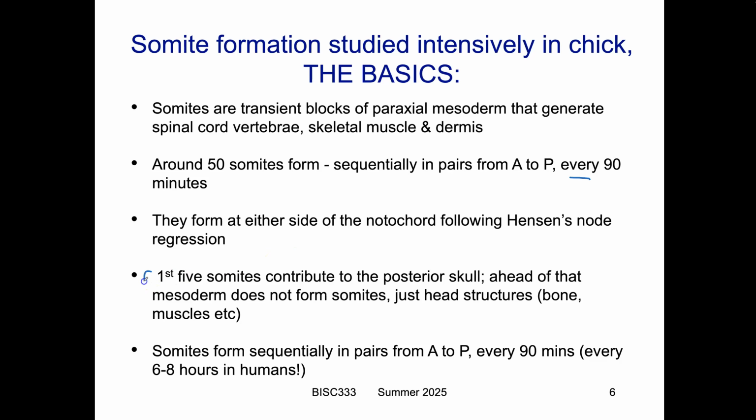And so the head, for the most part, doesn't have somites. There's the head mesoderm, and that's going to form the head. But the first 5 somites actually just contribute to building the posterior of the skull. And then from then on, you have the neck, the thoracic, the lumbar, and the sacral somites, and they correspond to the particular vertebrae they're going to form. But of course, they do form these other structures in those places as well.